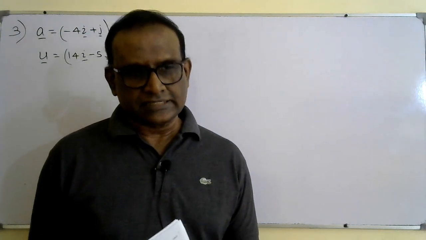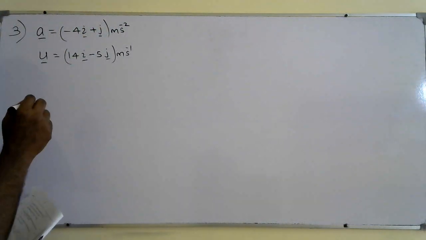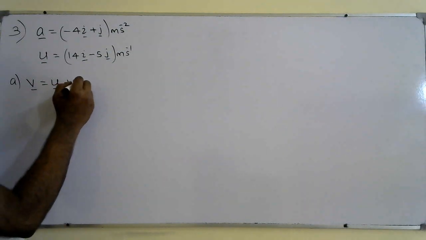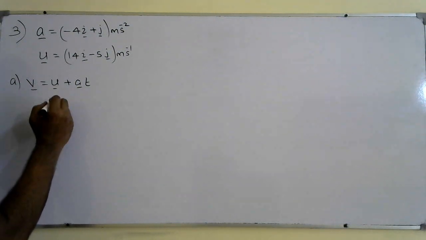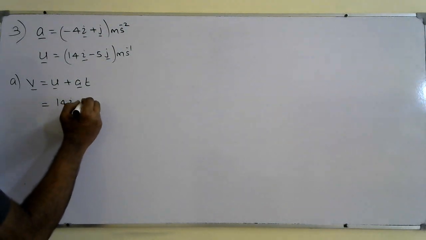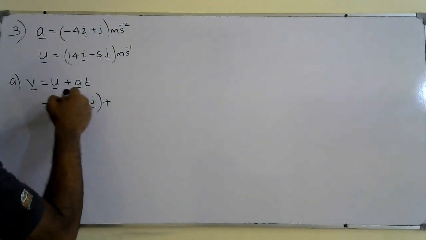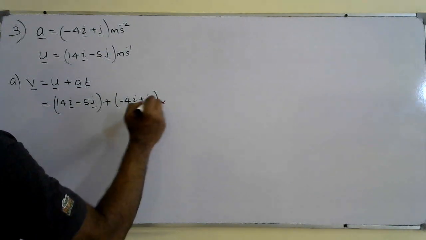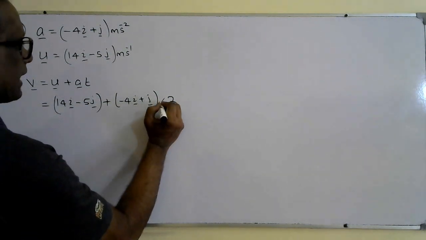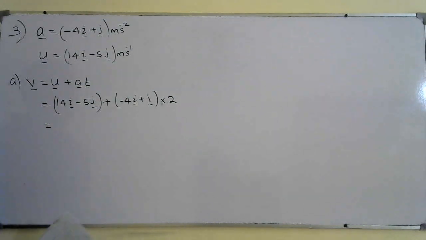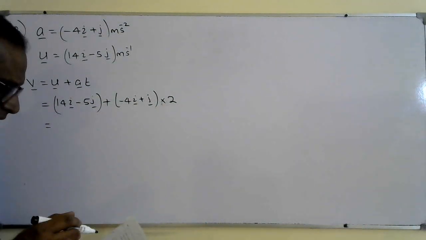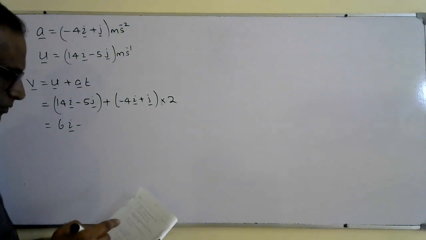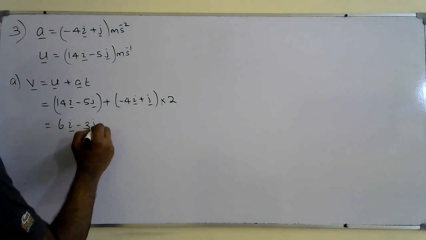So it's a constant acceleration, so we can use the equation v equals u plus at. Okay, so the initial velocity is 14i minus 5j plus acceleration minus 4i plus j times 2 seconds, when t equals 2 seconds, is the speed they asked. We'll find the velocity vector first. So solve it. 14i minus 8i, so it's going to be 6i, minus 5j plus 2j. That's going to be minus 3j meter per second.